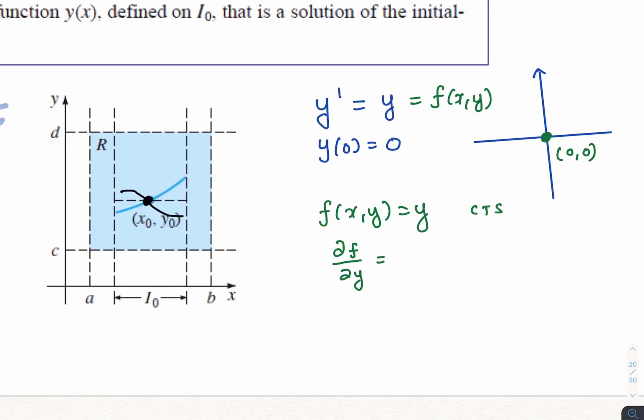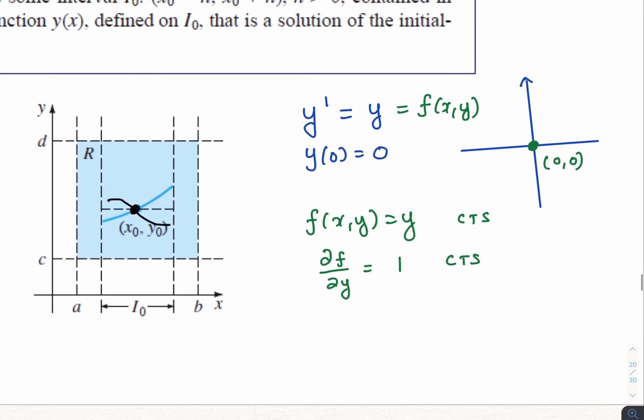So if you take the partial derivative of f with respect to y, that's 1. That means basically, to give you simple terms, we're going to treat x as if it's a constant. We're going to treat only y as a variable. If I find the derivative of y with respect to y, which is 1, that is also a nice continuous function. So it satisfies Picard's theorem.